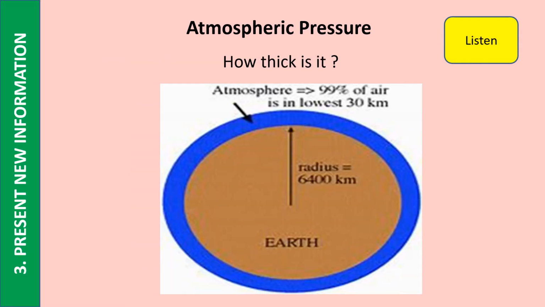The first thing we need to know about the atmosphere is that it's a relatively thin layer of air around the Earth. If you thought of it as a piece of fruit, then the atmosphere would be about the thickness of a skin. If we take the radius of the Earth as being about 6,400 kilometers, then the majority of the atmosphere is contained in about 30 kilometers of space above the surface of the Earth.